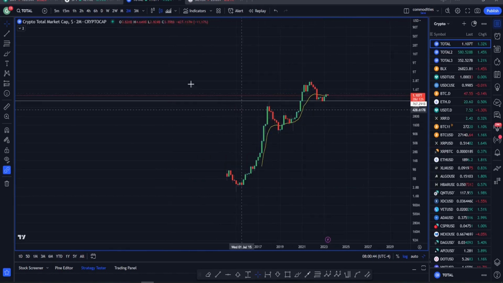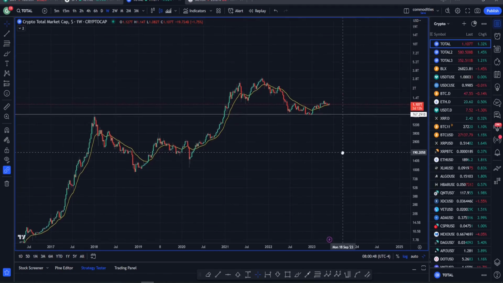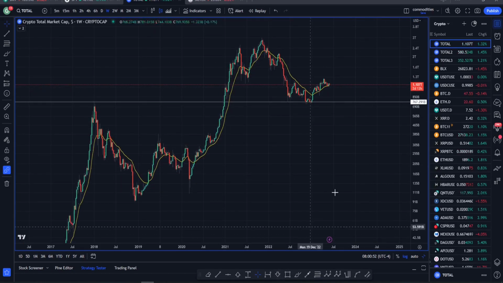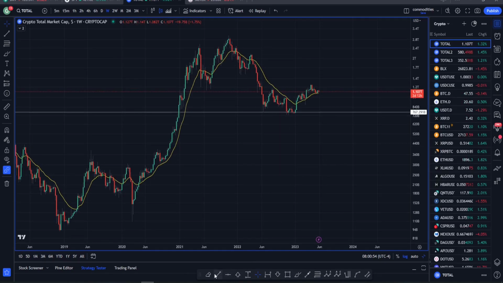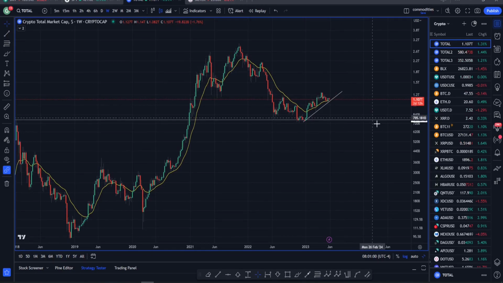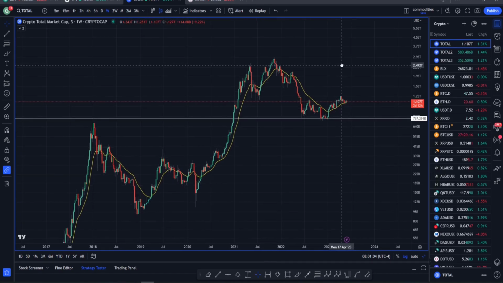But looking at that weekly chart, it is looking pretty bullish here with this inverse head and shoulders, this downtrend break, and holding this uptrend here above this 20 EMA. As you can see, this uptrend we are still in here. So yeah, still looking strong here on the total cryptocurrency market cap.